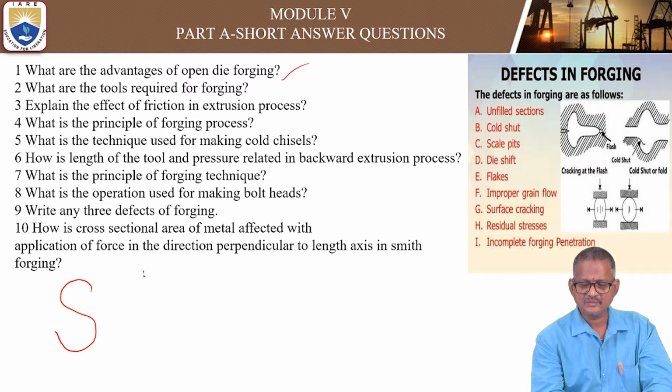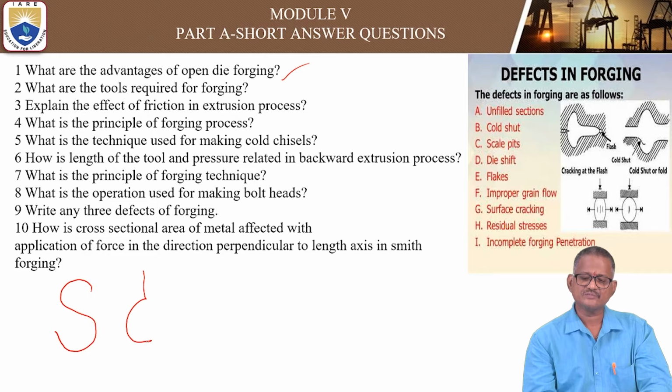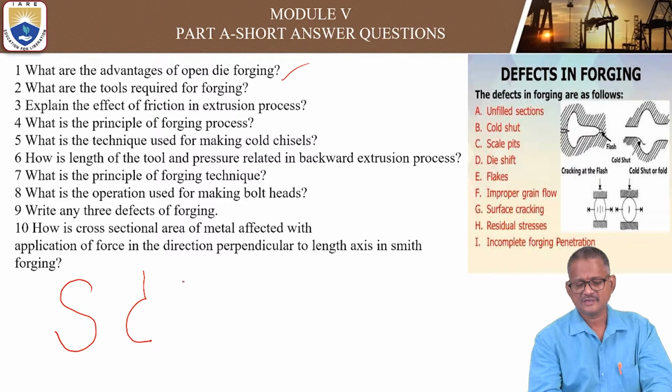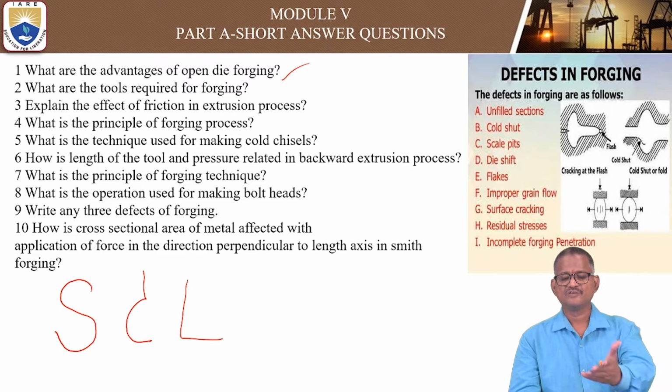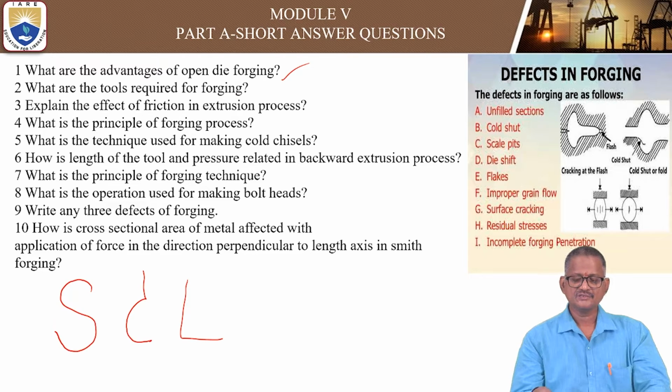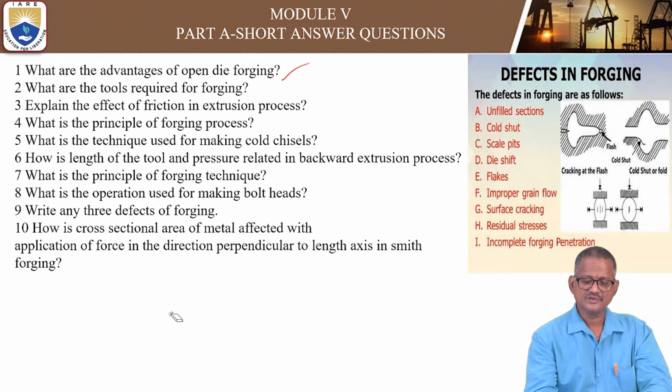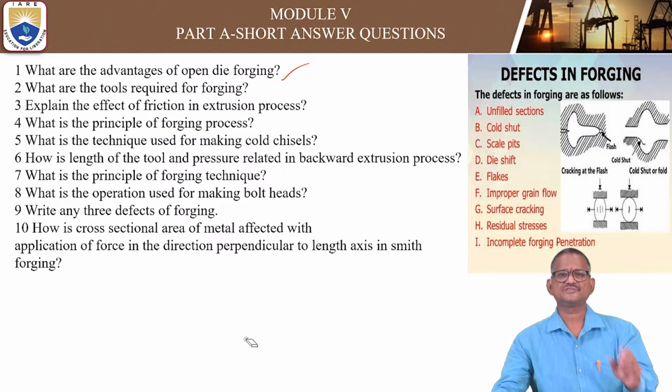Some hook types, these are the hook types. A crane hook is also made by this forging process, and some L types. So different types of cross sections can be easily made by this extrusion forging process. Like this, you can write these technical definitions.